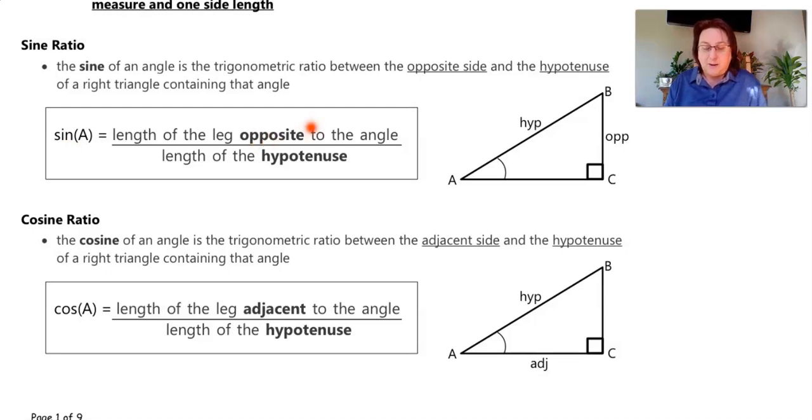Okay, so sine is opposite over hypotenuse, and the cosine ratio, which is abbreviated COS, cosine is going to be adjacent over hypotenuse. Now, guys, just as a refresher, remember, you've got to label your reference angle and then label your opposite, adjacent, and hypotenuse in order to know which trig function to use at which time, okay?